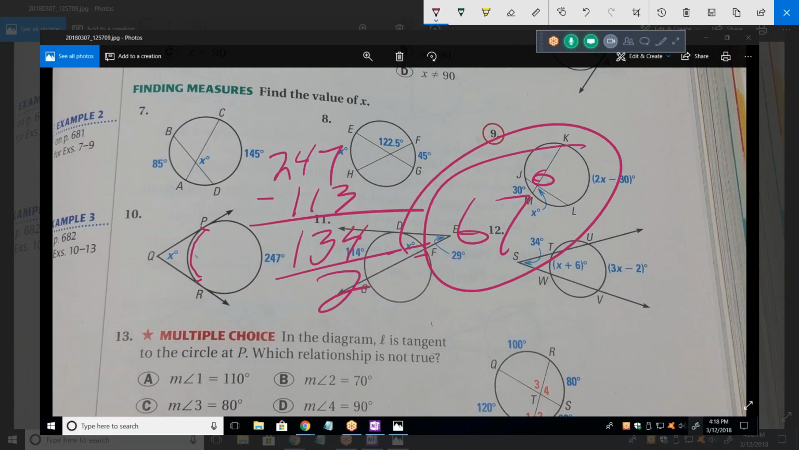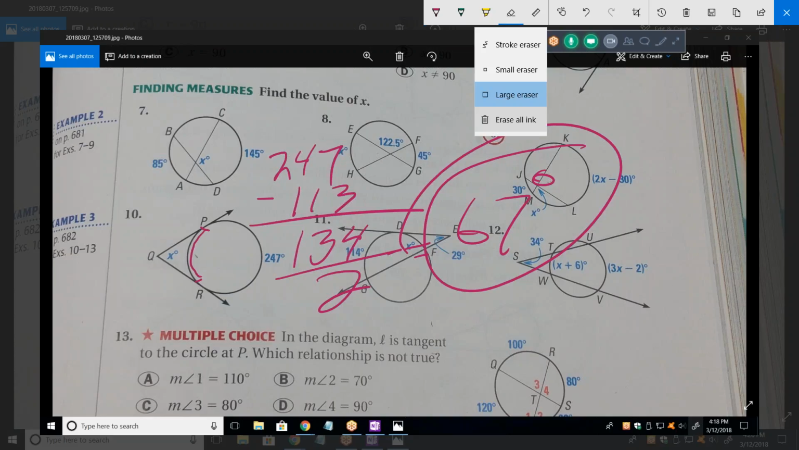Now, does that look like a 67-degree angle? Yeah, I'd say so. It does, yes. And that is the right formula, half of it.